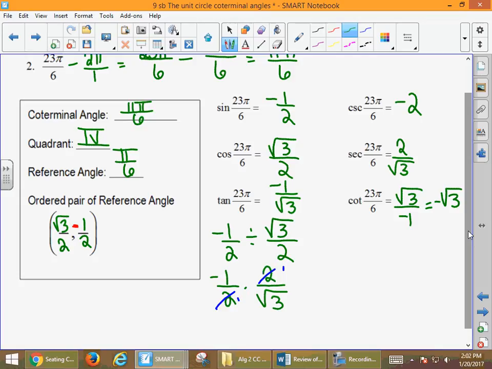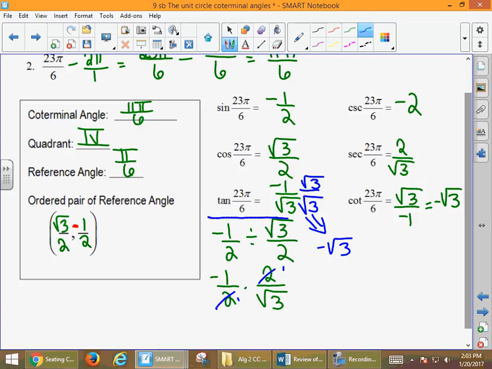But then all that's remaining here, am I going too fast? All that's remaining here is that we need to get rid of the radical in the denominator. So on this tangent, we can multiply by radical 3 over radical 3. And negative 1 times radical 3 is, oh my goodness, negative radical 3.